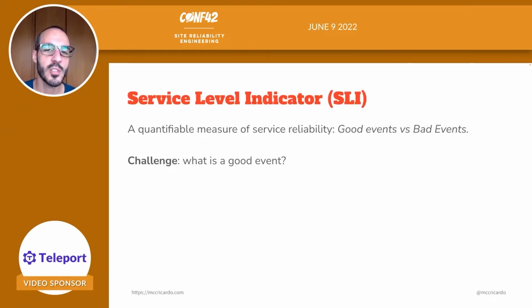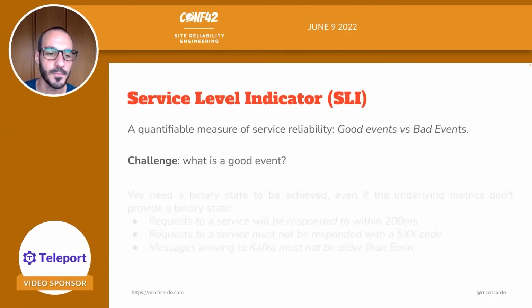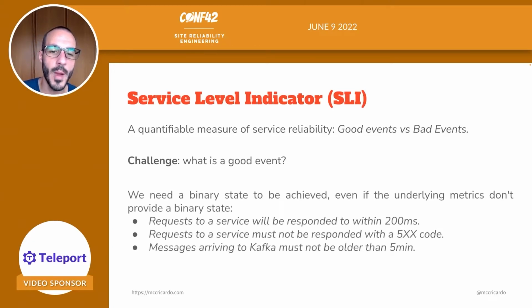Building on top of metrics, we have the concept of an SLI. And an SLI is a quantifiable measure of service reliability. So an SLI is going to allow us to say that if a measurement is actually good or bad, or an event is good or bad. But how can we define that? So we need to achieve a binary state, even if the metric itself doesn't give us that out of the box. So here are a few examples of how we can define an SLI.